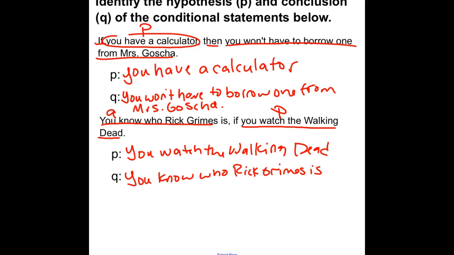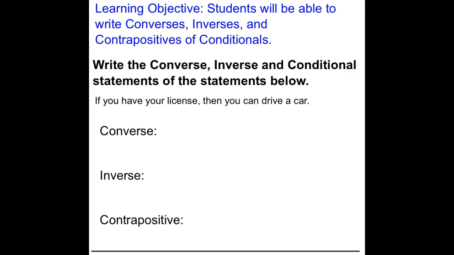Okay? Moving on, after that we talked about converses, inverses, and contrapositives of conditionals. So this is when we change the order or we negate things. So we have this sentence, if you have your license then you can drive a car. What we are going to do is find out what the converse, inverse, and contrapositive of this statement is. So first off, you want to identify the hypothesis and the conclusion. Your P implies Q. That's your conditional statement format. That's what you start with usually.